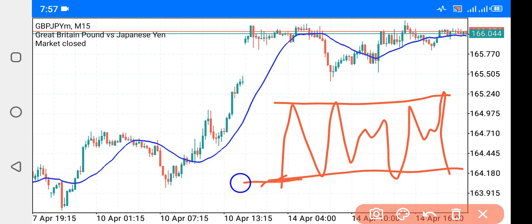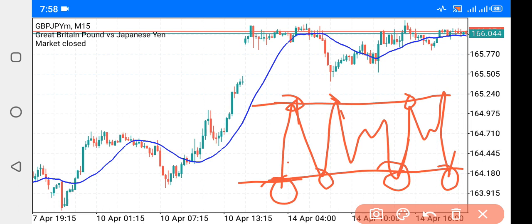Let's call this our support zone, while let's call this our resistance zone. Now this is support, push the market upward. Support here, push the market upward. Resistance here, push the market downward. Resistance here, push the market downward.